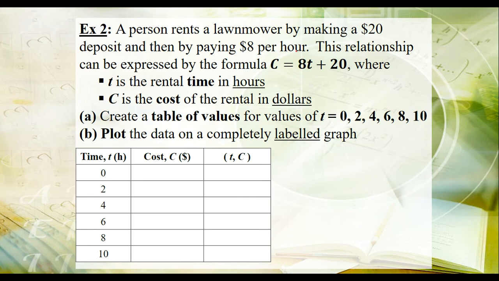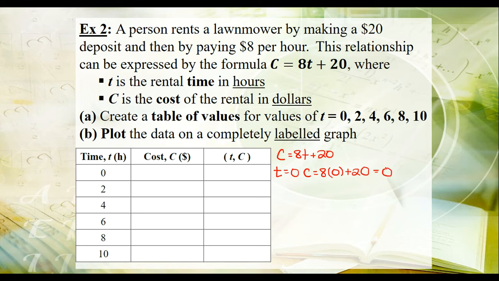What I'm going to do is take this equation, C = 8T + 20, and evaluate this for different values of T. We're just going to substitute different values of T to calculate what the cost should be. Let's start off with T equal to 0, then the cost would be equal to 8 multiplied by 0 plus 20.